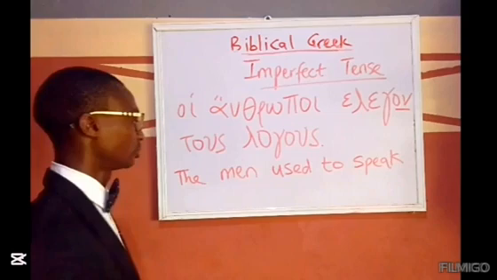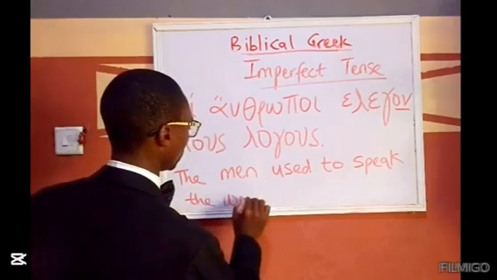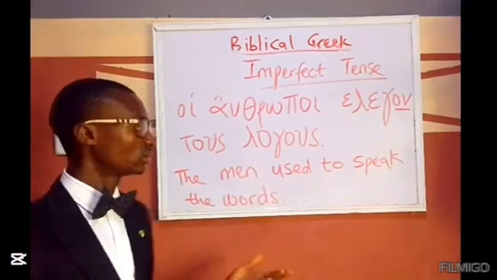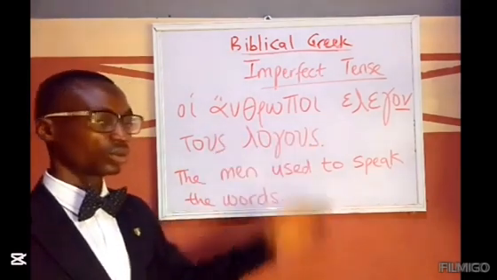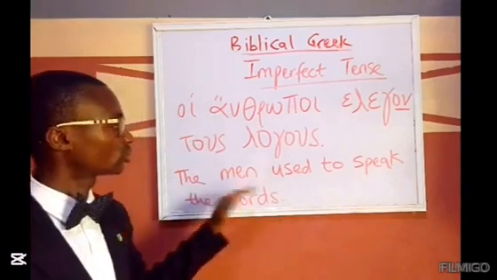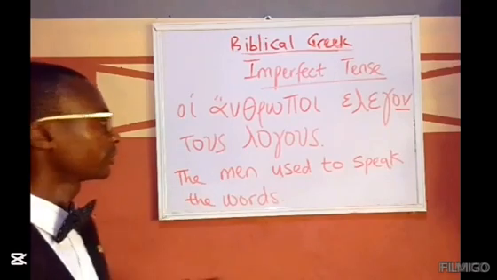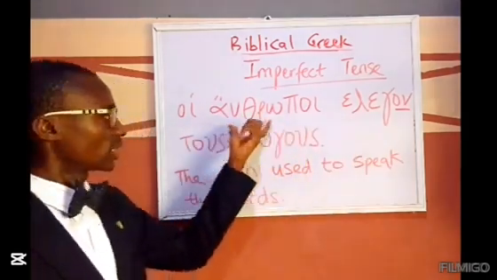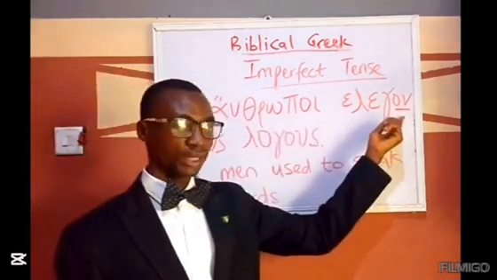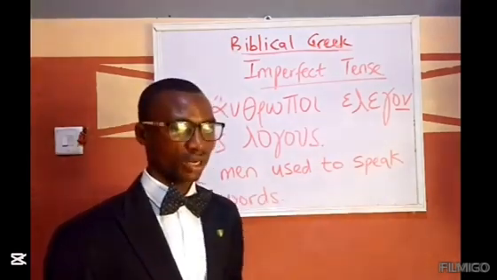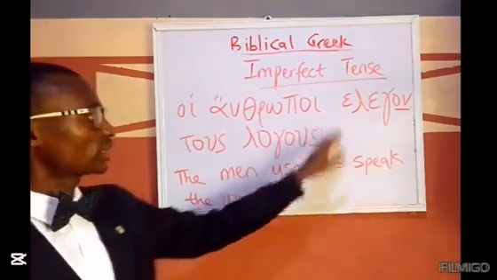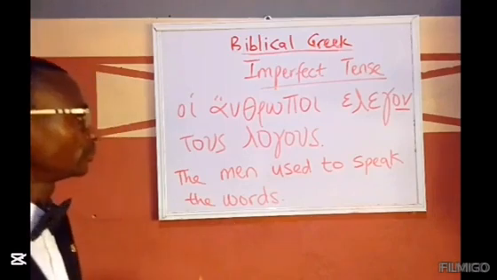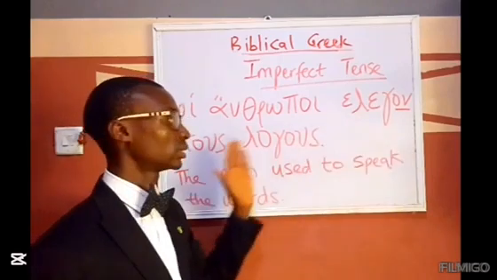Now, tous logous means the words. So the men used to speak the words of God. I pray that we will have good grammar. I'm just concerned about having the context. Once the subject of the discourse is in plural form, then the ending here won't be first person singular, it will become third person plural. So that's why I have it this way. Used to speak, literally they used to speak. Then tous logous means the words, and tou theou, the words of God.